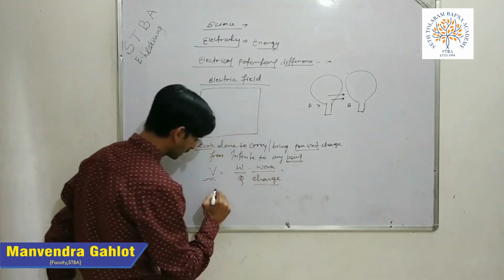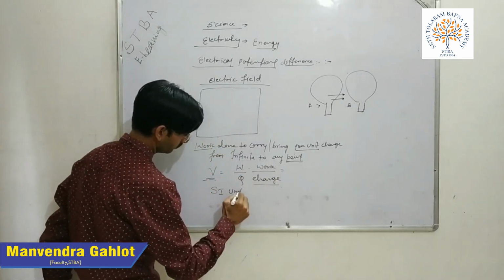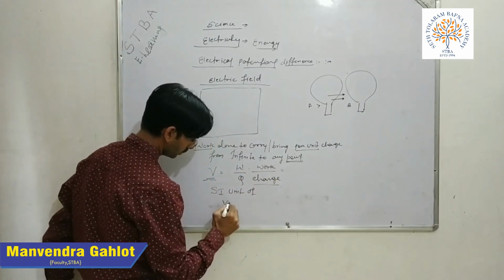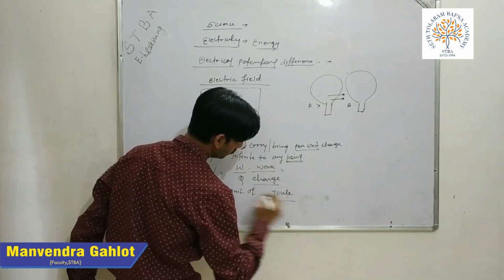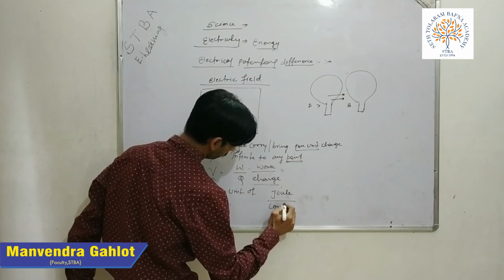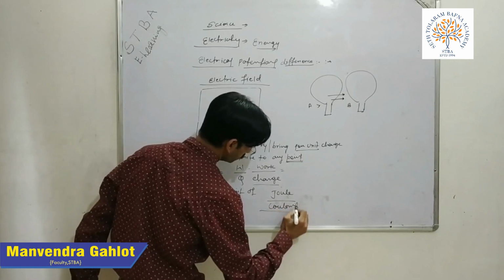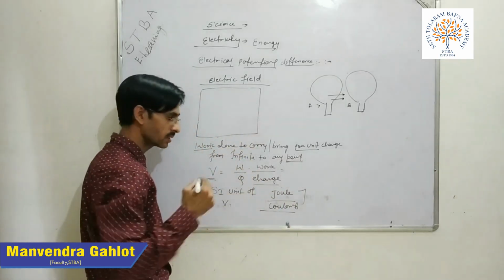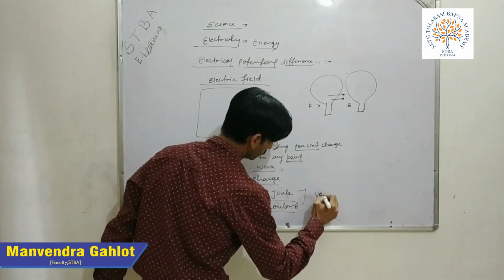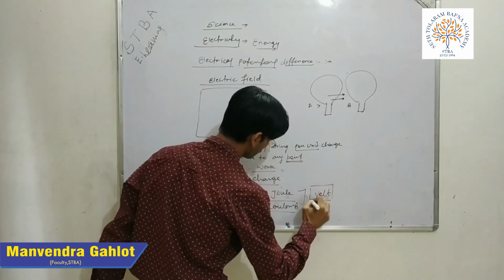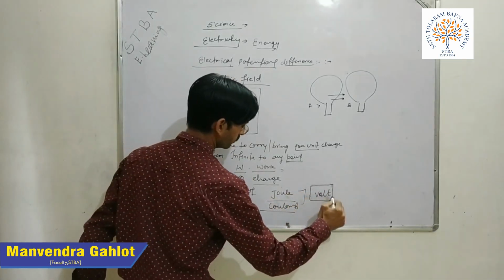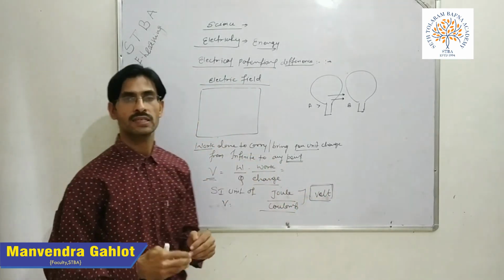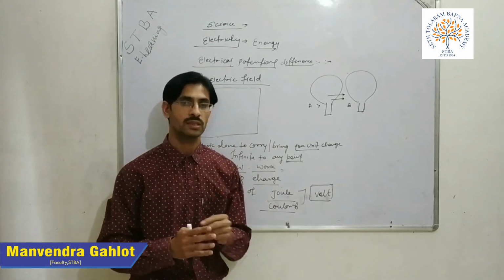We can make the SI unit of potential: work is joule, charge is coulomb, so joule upon coulomb, and this is a new unit, volt. So what is the SI unit of electric potential? Volt. Volt is the SI unit of electrical potential.